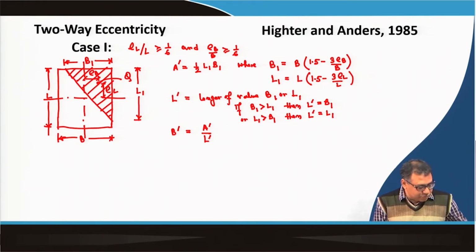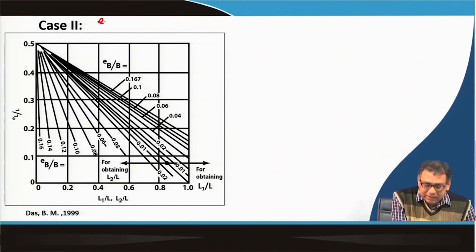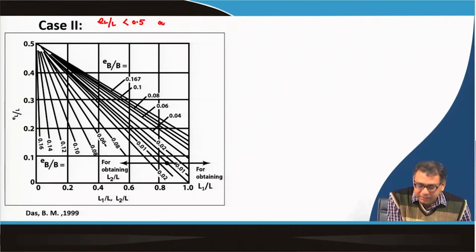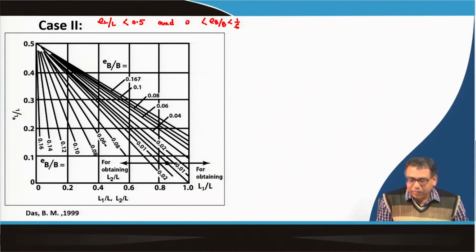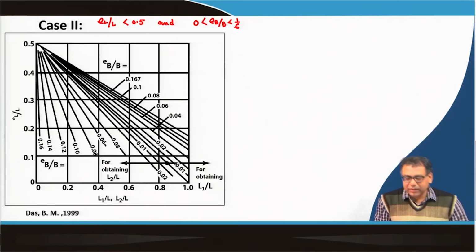Now, I will go to case 2, where the condition is that e_L by L is less than 0.5, because I mentioned these two are very important values, 1 by 6 and 0.5, and e_B by B is in between 0 and 1 by 6. So, e_B by B is in between 0 and 1 by 6.